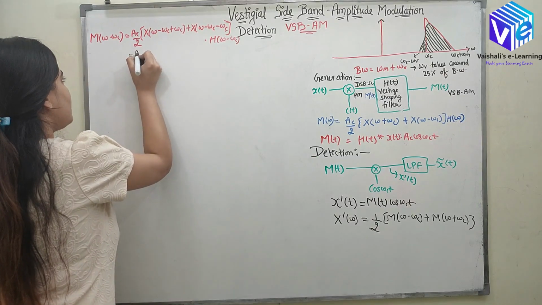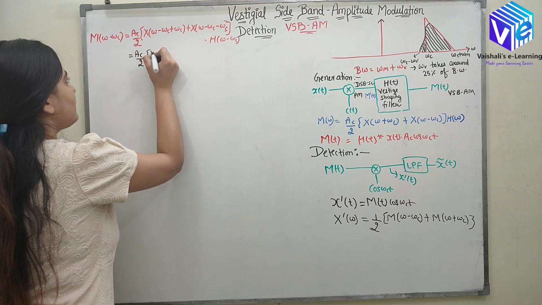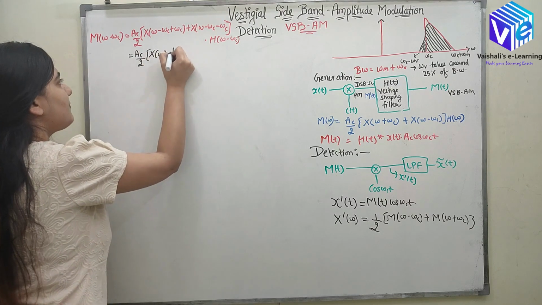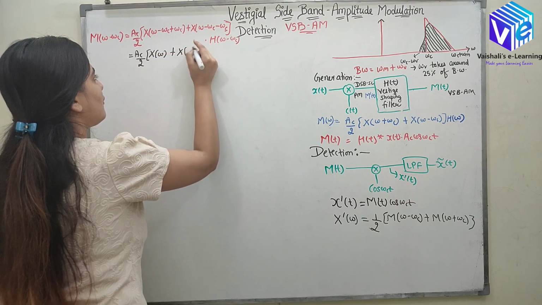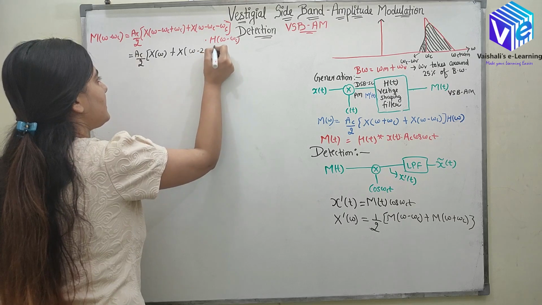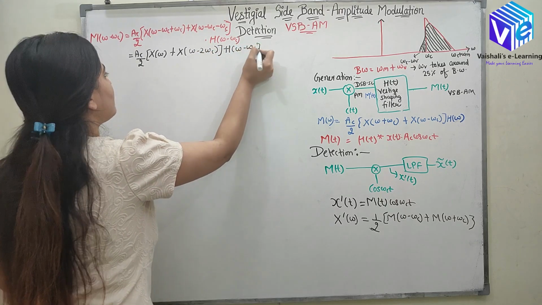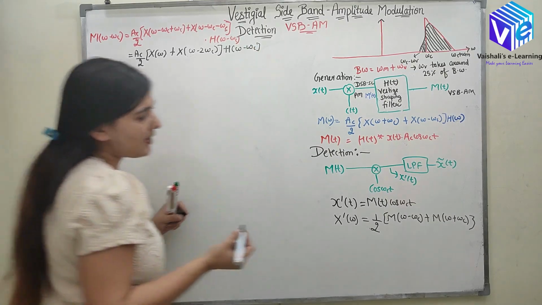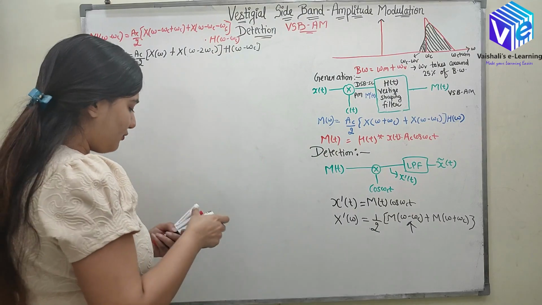How can I represent it? I'll just simplify it. −ωc plus ωc would be 0. So it is X(ω) plus X of −2ωc, that is X(ω−2ωc), into H(ω−ωc). So this represents my M(ω−ωc). I have found this term. Now I need to find the second term.